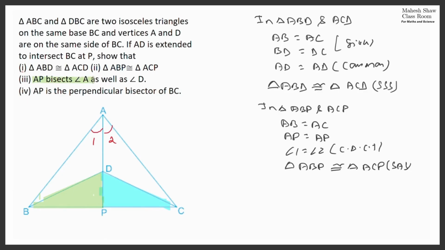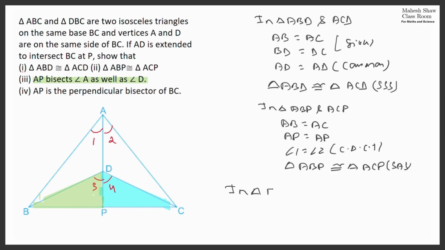In the next, that is the third part, it says AP bisects angle A as well as angle D. Well, AP is bisecting angle A. That means we need to prove angle 1 is equal to angle 2, which we have already proved, or we can write simply from CPCT. But in order to prove that this line AP bisects angle D as well, we need to prove these two angles equal, and this is only possible if we prove these two triangles congruent. So let's prove this triangle congruent.